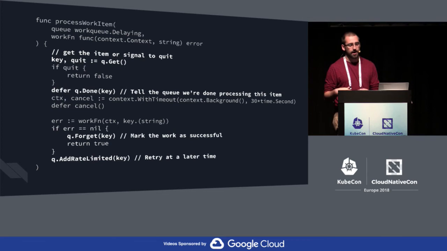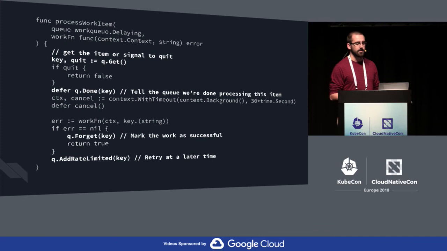They have this AddRateLimited key, which will mean that you won't sit in a hot loop trying something that's failing over and over and over again. It'll essentially back off up to a certain point. And you can tweak the settings here. We just use the default, and they seem to work pretty well.